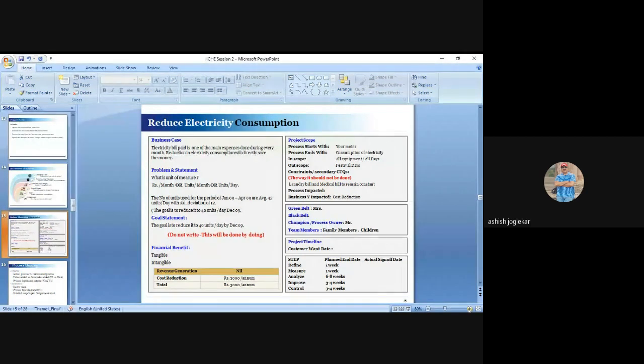So we have to be very specific while taking the problem statement measurement. Don't go on a number which is not in your control. So it is very important to take the unit of measure properly. In the goal statement, you write what you are going to achieve. That it will be reduced to 40 units per day by December 09, he is saying here. So we have to say what you are going to achieve and by when.